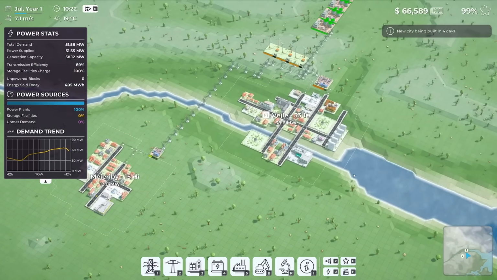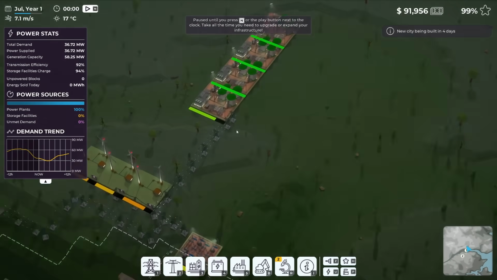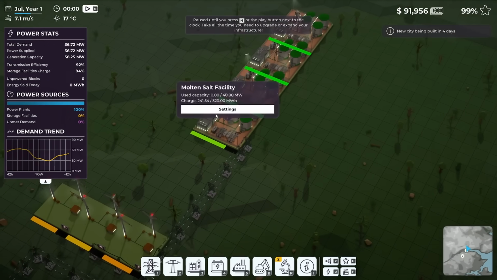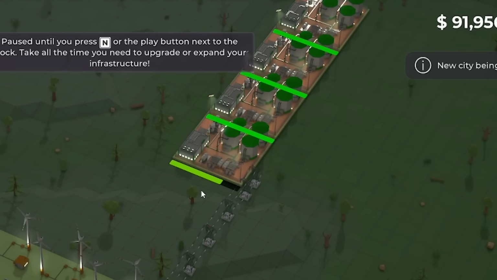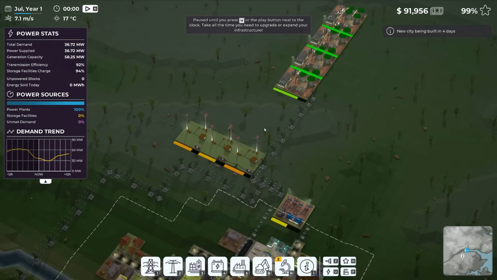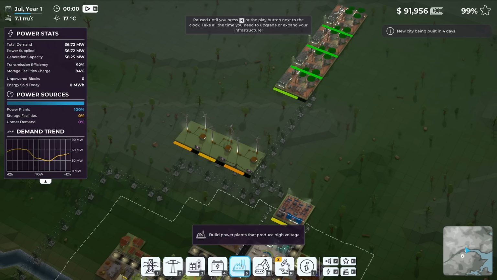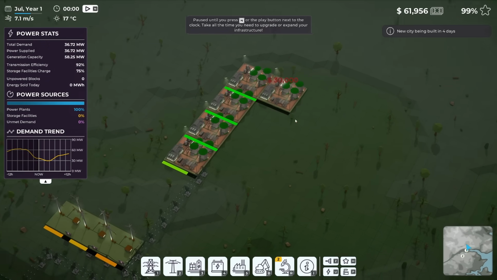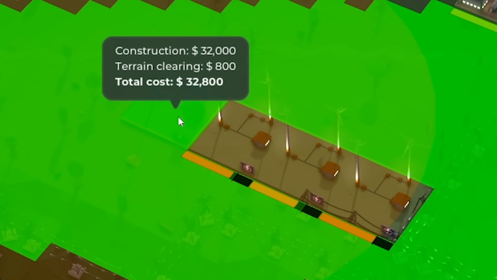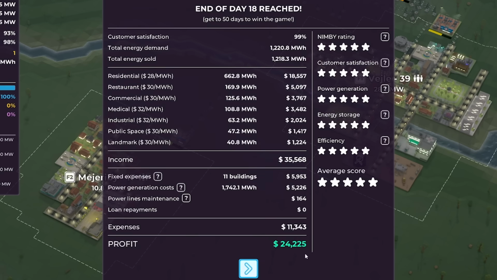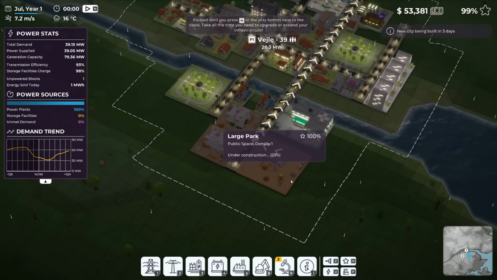Cool. All good. Oh, and you can see the wind has stopped, which means one of our battery farms was being used. So glad we got the batteries. Definitely helping. Is it worth building more of them, or do I build more wind turbines? We've got 4 days until the new city is built. I might do both. So another battery there and another wind turbine there. And we made another cool 24 grand. There's a lot of money in electricity.